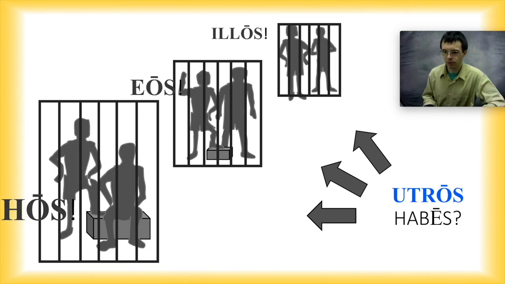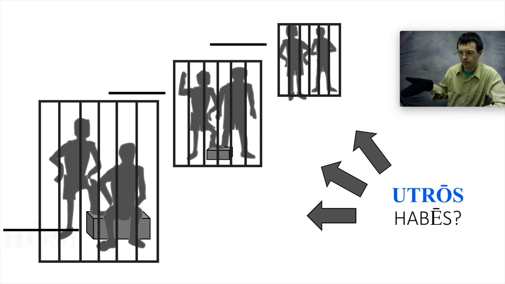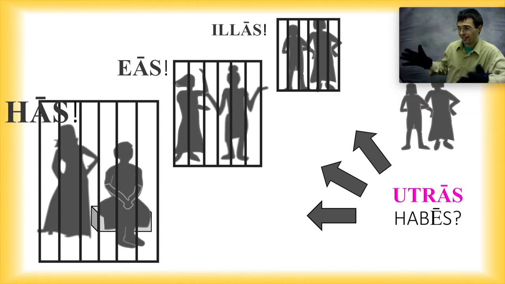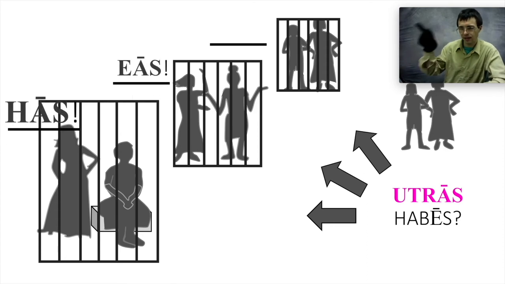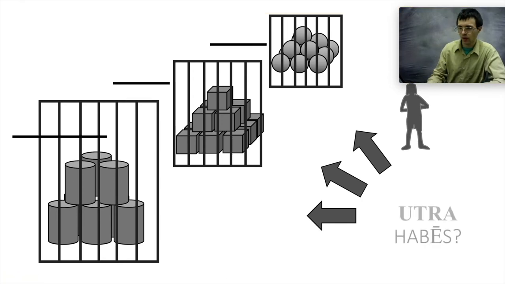And if it's masculine plural, utros habes is exactly what you'd expect. Hos, eos, illos, utros habes. If I ask utras habes, you can say has, eas, or illas. Utras habes. And neuter plural, utra habes. You can respond haec, ea, or illa. Utra habes.